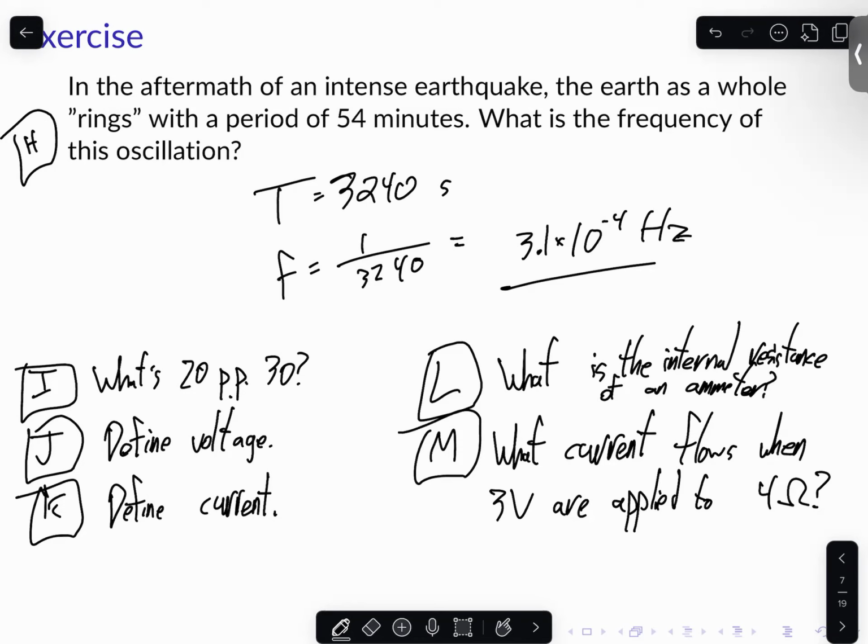Tell me a number. Question I is: I have a 20 ohm resistor in parallel with a 30 ohm resistor. What is the total resistance? Is it the equivalent of 20 plus 30? Parallel plus.